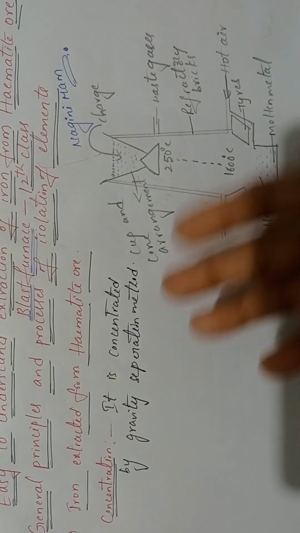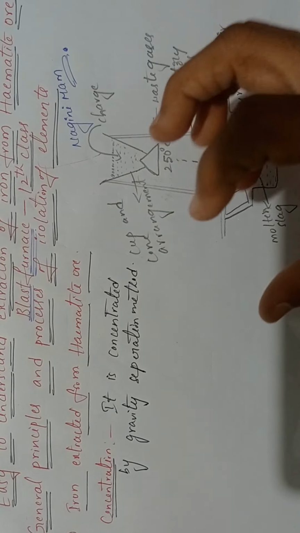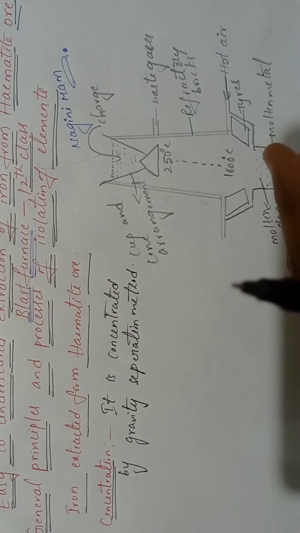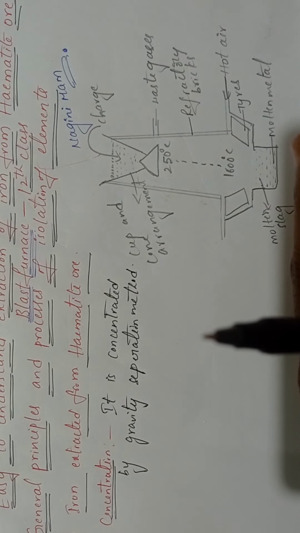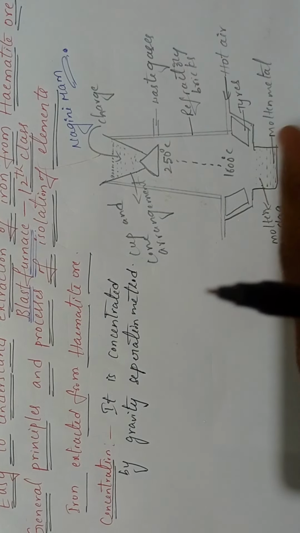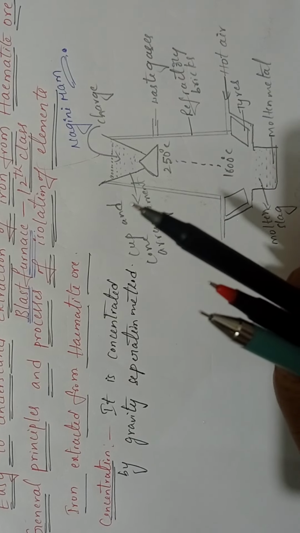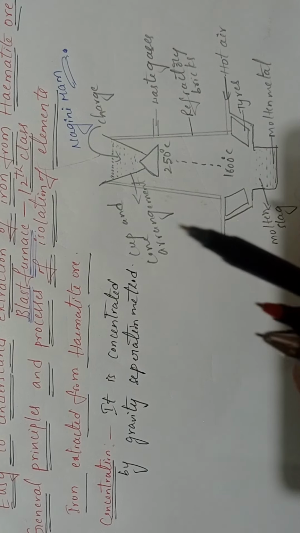So in the gravity separation method, what are we doing? Here we have the ore particles. First we have to disturb those ore particles with water. That means in this process the powdered ore is agitated with a stream of water.